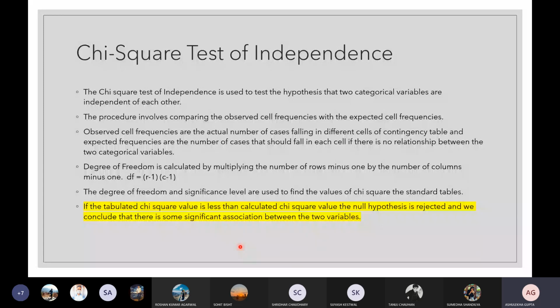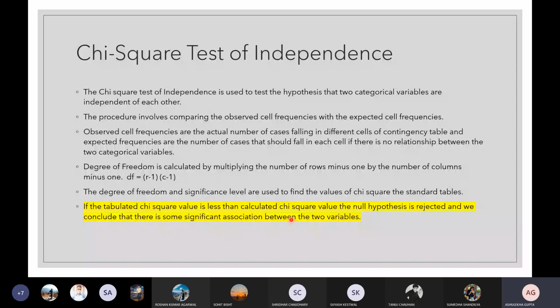In hypothesis testing, we create the null hypothesis, which says there is no association between these two variables. The alternate hypothesis says yes, there is an association between these two variables, which are the two independent variables. Ultimately we reject the null hypothesis, because the tabulated chi-square value is less than the calculated chi-square value.